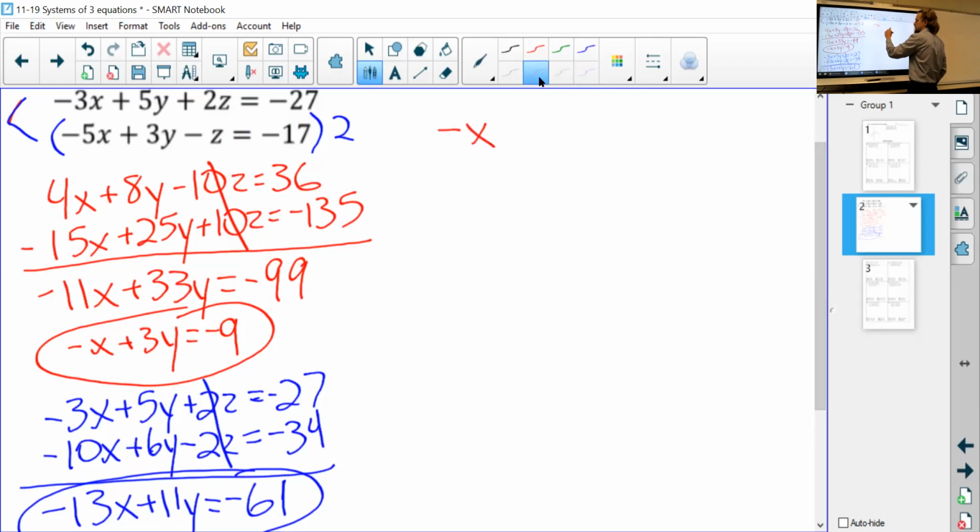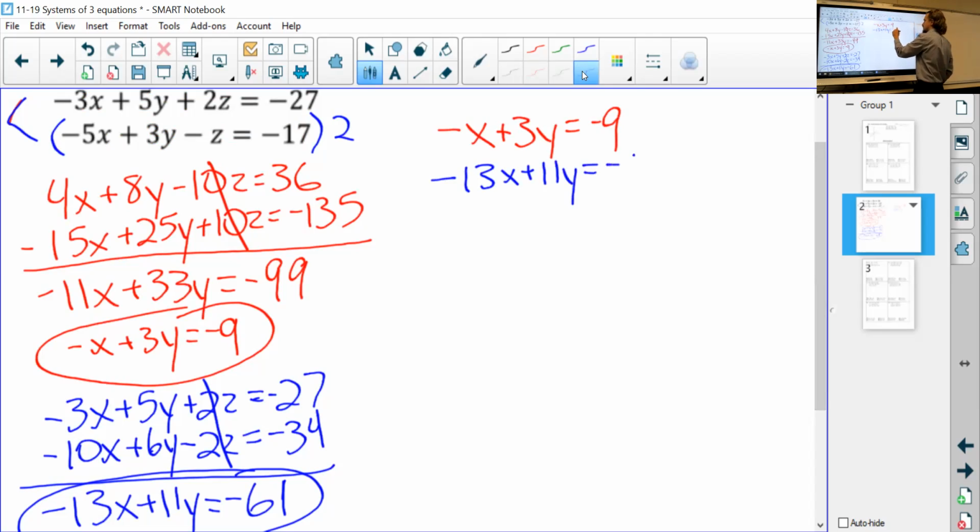So -x plus 3y equals -9, and I have -13x plus 11y equals negative 61. Okay? So now this is what we need to solve for. I don't need to worry about all that stuff. This is my focus now. So I could go back to substitution, but we've been doing elimination. Might as well stick with it.